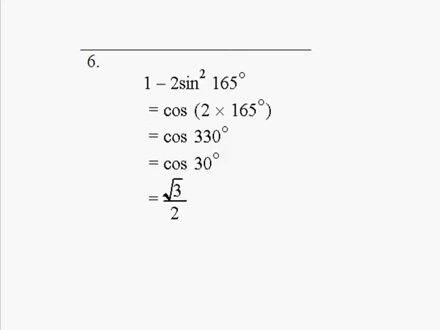1 minus 2 sine squared 165, again straightforward application of the rule, double that angle, cos of 330, again in the fourth quadrant, so that's the same as cos of 30 or root 3 on 2.